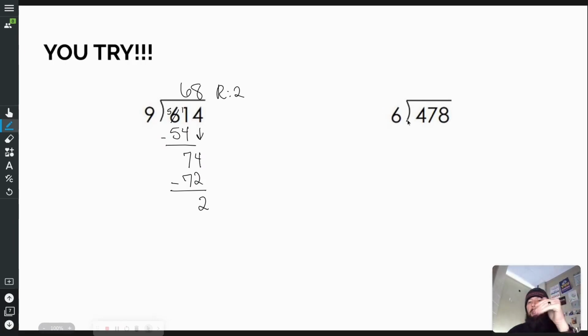6 goes into 4. Doesn't. 6 goes into 47. Let me see. That would be 8 times. No, 8 times is 48. That's too high. So 7 would make it 42. So you subtract. 7 minus 2 is 5. 4 minus 4 is nothing. Drop down the 8. 6 goes into 58 how many times? Well, 6 goes into 54 9 times. So 9 times 6 is 54. Subtract that out. 8 minus 4 is 4. So my remainder is 4.